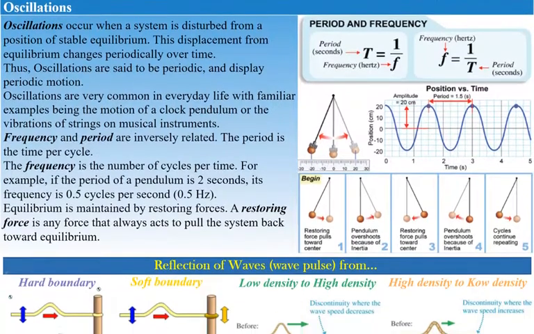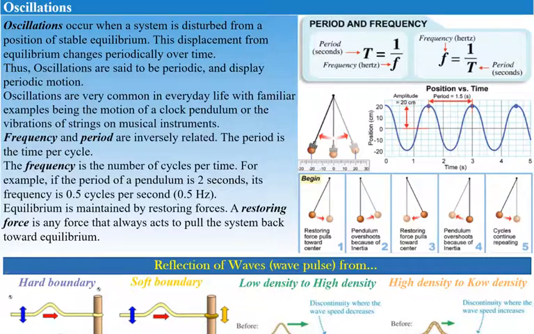So oscillations occur when the system is disturbed from its position of stable equilibrium, and oscillations are said to be periodic, and they display periodic motion. So if you have a spring and a mass attached to the spring and it bobs up and down or left and right, it's periodic motion. Or if you have a pendulum that swings there and back, that's also considered periodic motion. Sometimes they're called simple harmonic motions.